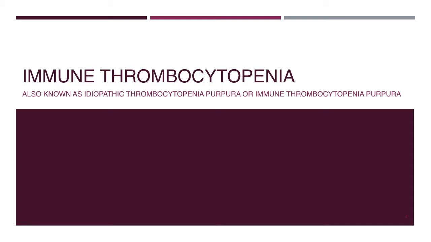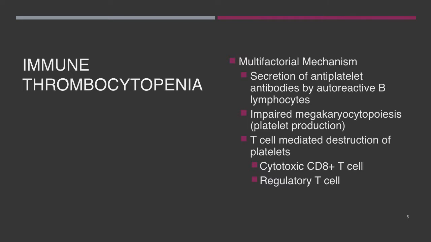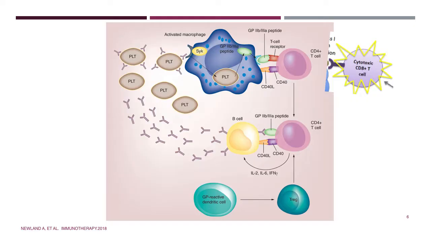Some of the old names that you might be familiar with are idiopathic thrombocytopenia purpura or immune thrombocytopenia purpura, but today the proper terminology is immune thrombocytopenia. The pathogenic mechanism behind ITP is quite complex and multifactorial in nature, and so you have the secretion of antiplatelet antibodies by autoreactive B cells. You also have impairment of megakaryocytopoiesis or platelet production, and T cell mediated destruction of platelets via your cytotoxic CD8 T cells and regulatory T cells.